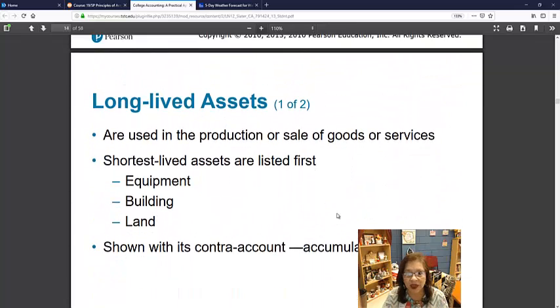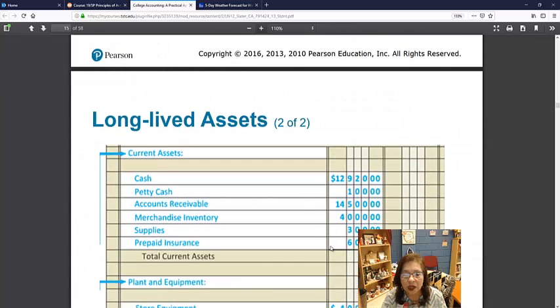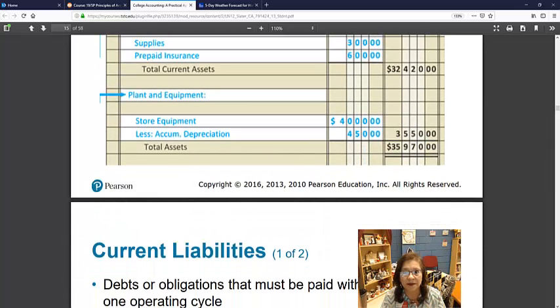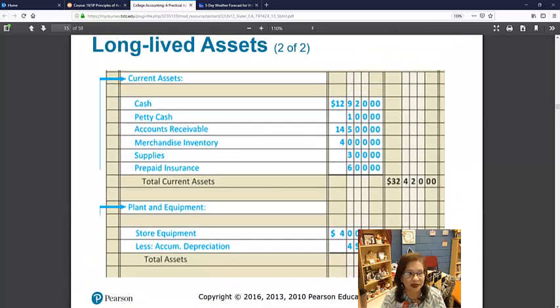Long-lived assets are used in the production or the sale of goods, which means equipment, buildings, and land. They're shown with a contra account, which is the accumulated depreciation. So you have your plant and equipment, your store equipment, and then you take the less accumulated depreciation because you keep the historical value, remember, but we're bringing it down. We're showing that we're decreasing it in value because we're constantly using it. All right? We're going to get into current liabilities in the next half.